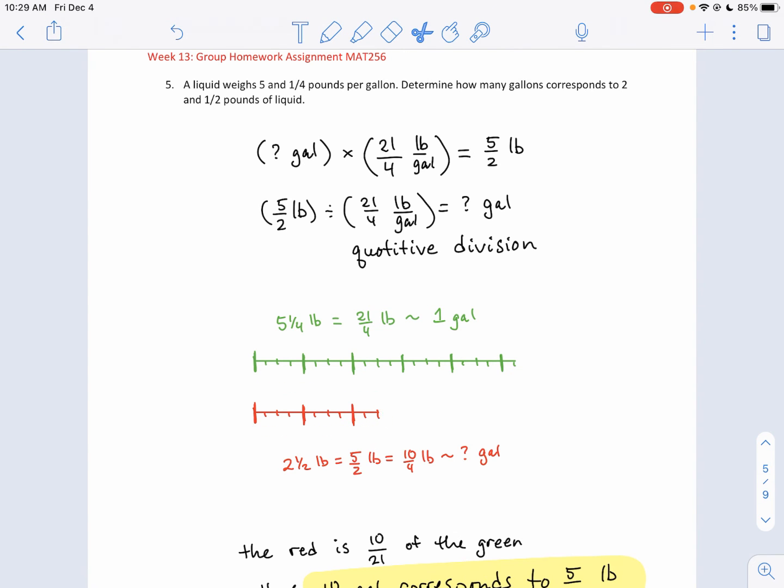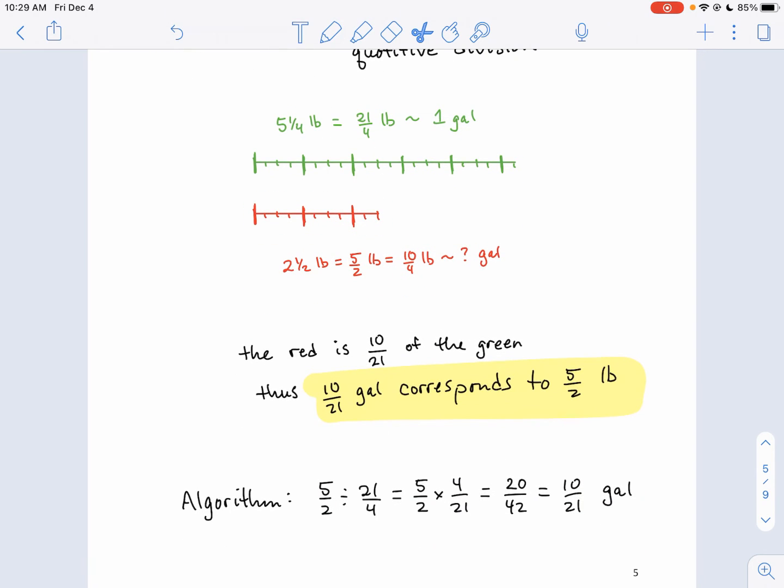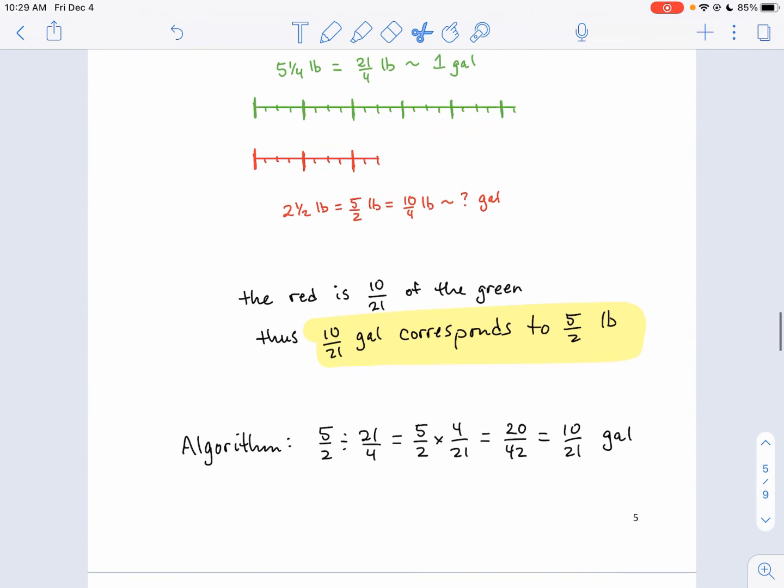Right? Getting that common denominator is a good approach when you're doing quotative division questions. And so now we can really just see, to turn green into red, I'm going to scale green down by 1/21. That gives me the length of just one of these little pieces, and then iterate 10 copies of that to make the red. So in other words, if I do 10/21 of the green, I will get the red. So 10/21 of a gallon will correspond to 5 halves pounds. And then the algorithm, of course, is done down here and confirms that we get this 10/21 figure.